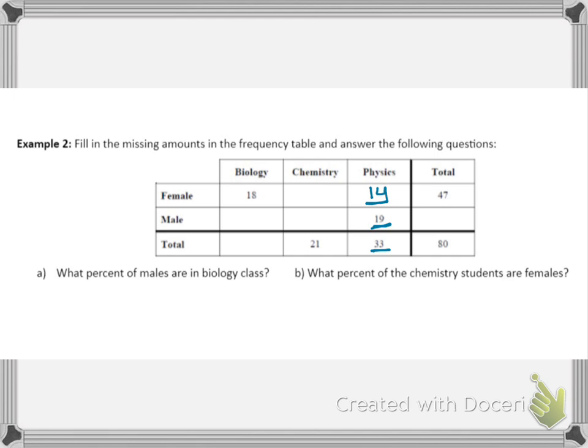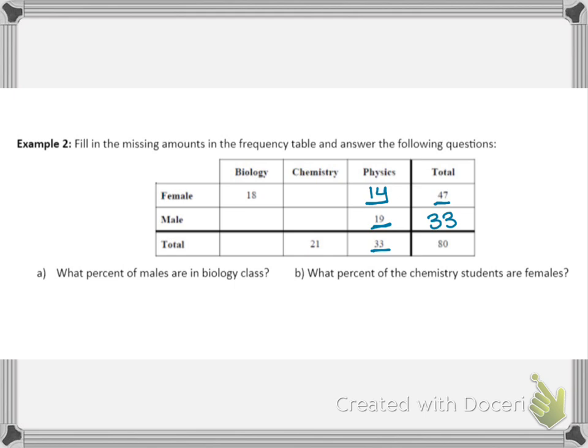Now we can do the same thing with our total column over here. I know that there should be a total of 80 students in the school, or in the classes, and I know that 47 of those students are female, so if I take 80 minus 47, it tells me that there should be 33 male students.